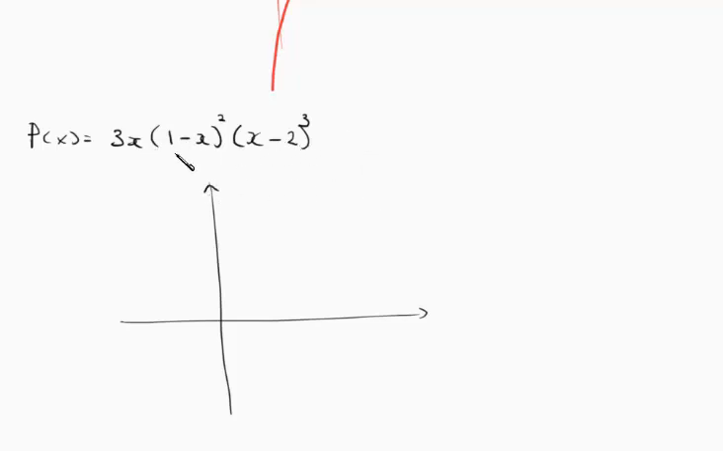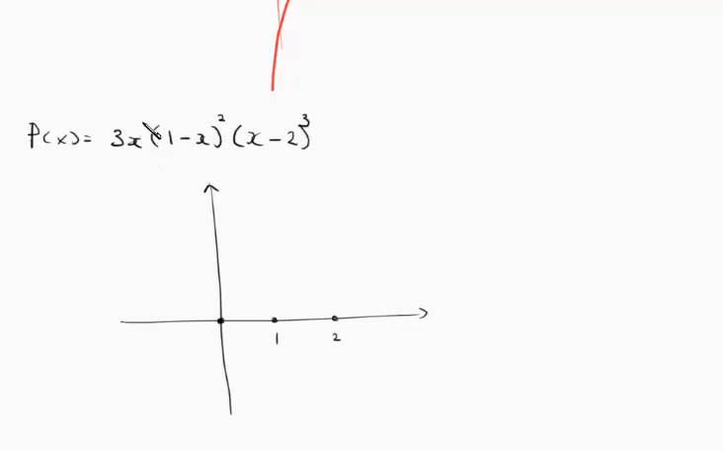So let's have a look at the roots first. When is this one 0? When x is equal to 1, right? So 1. When does this become 0? When x is equal to 2, right? So 2, right there. And also this whole thing can become 0 when this x here becomes 0. Is that right? So that's also another root.